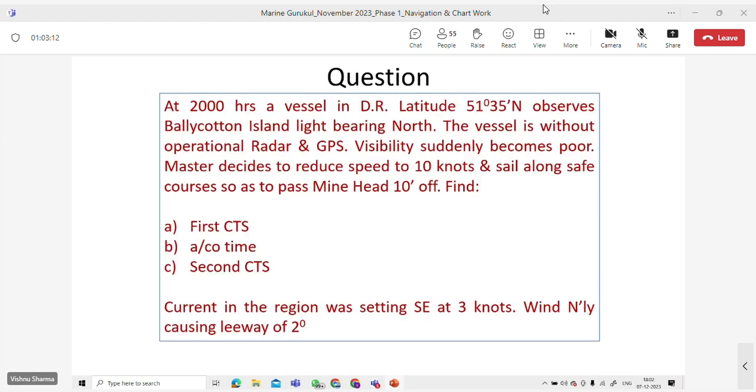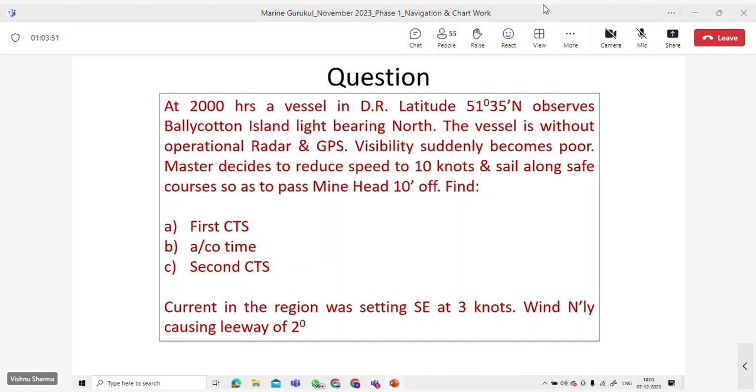At 2000 hours, a vessel in DR latitude, so DR lat is given, observes Ballycotton Island light bearing north. Now, when it is bearing north, the bearing itself becomes the longitude, right? So therefore, he's not given you the DR long here. A vessel in DR 51 35 degrees north observes Ballycotton Island light bearing north. The vessel is without operational radar and GPS. Visibility suddenly becomes poor.